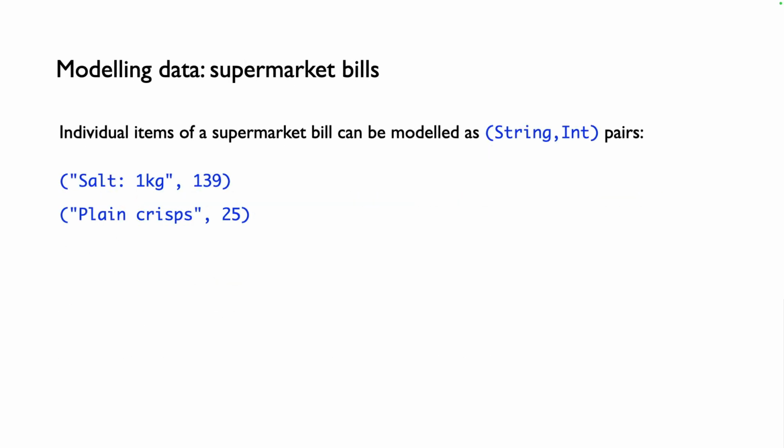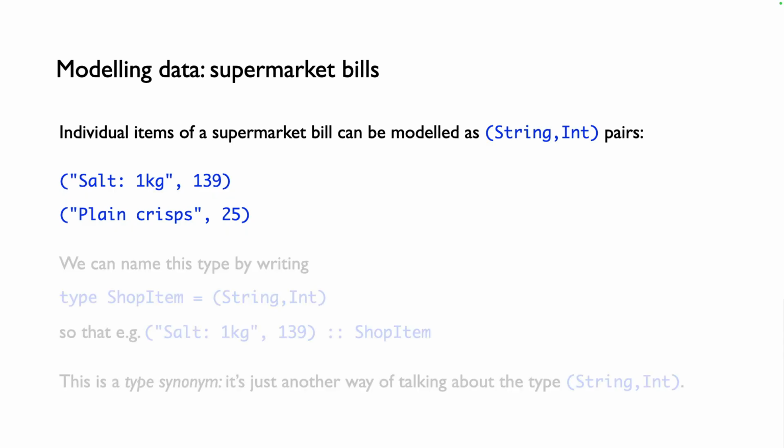Now, how might we use tuples to model data? An example which we will come back to is we can think of modeling a supermarket bill as a collection of string integer pairs. Each item in the bill is a string describing the item bought, and the second item is the cost of that item in pence. So we bought a kilogram of salt for 139 pence. We bought a bag of plain crisps for 25 pence. So we're using this string integer pair to represent this piece of real world data.